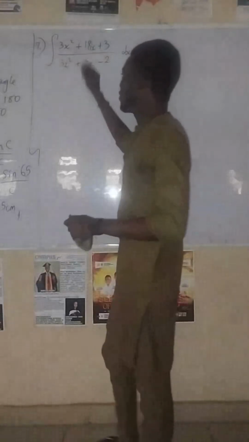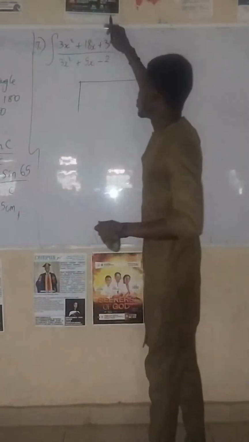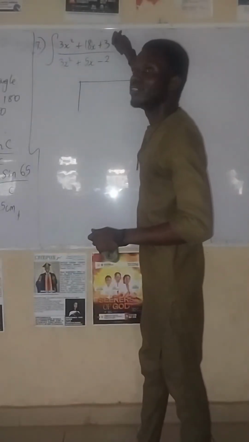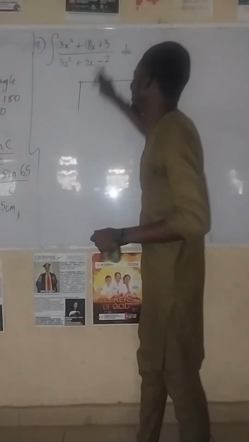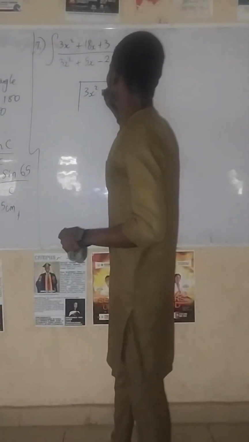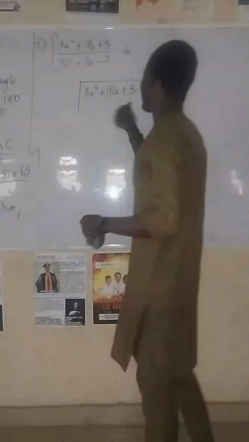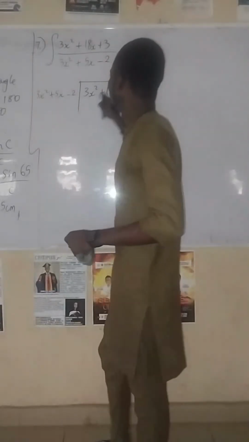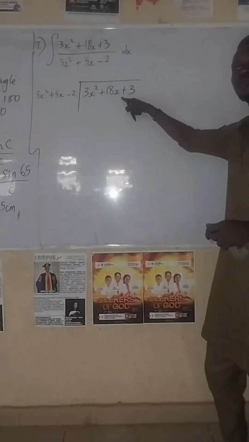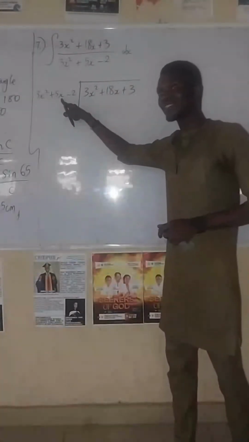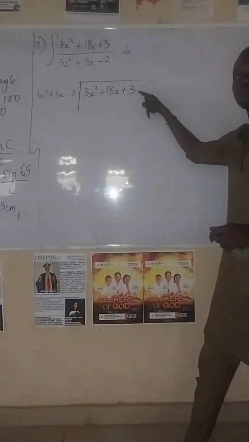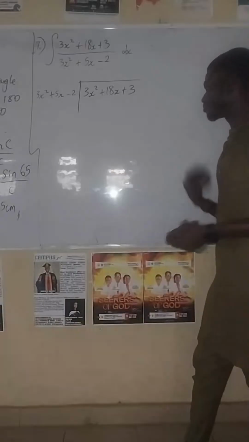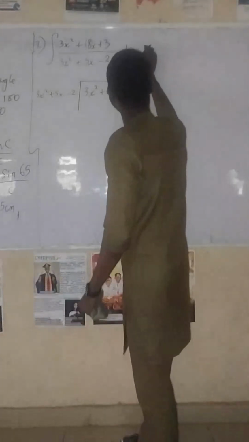Now, how do we divide? By long division. This is what you want to divide, and this is the divisor. So 3x squared plus 18x plus 3, then 3x squared plus 5x minus 2. What do we call this one? This is the divisor, and this one is the what?